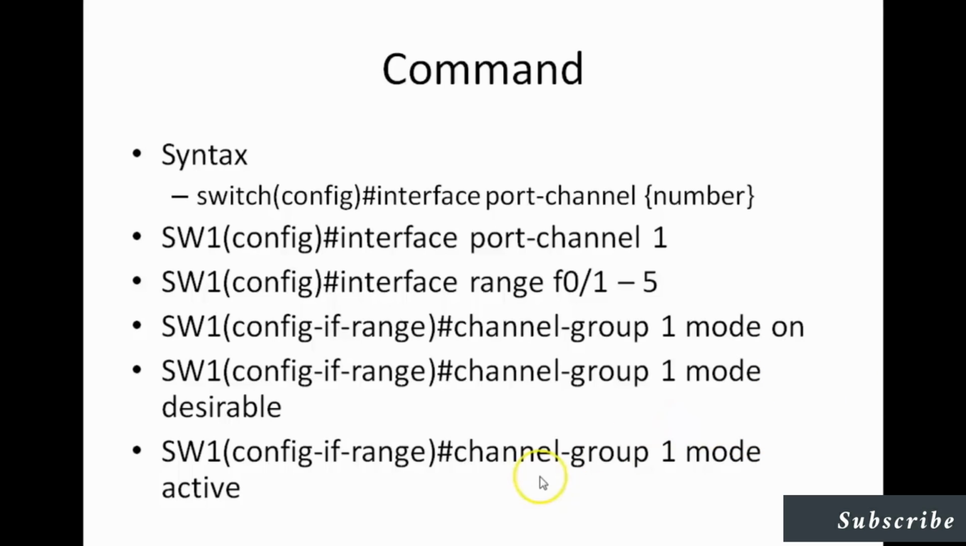After that you can use LACP. For LACP you have to write channel group 1 mode. There are 2 modes, that is active and passive. So you can write active or passive. There is one condition: there should be no passive on one side and passive on another side. Then there is no negotiation. So you need to write active on one side and passive on the other, or both sides active, or passive active.